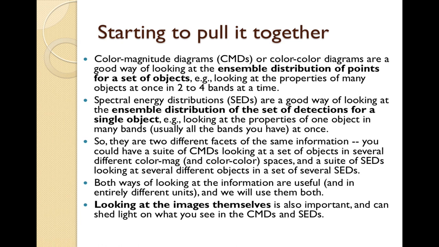You can have a suite of color magnitude diagrams looking at a whole bunch of objects in several different color spaces and color magnitude spaces. And you can have a large number of SEDs combining several different objects with all their wavelengths sorted properly. You need to use both ways of looking at the information. And at the end of the day, it's really hard to beat looking at the images themselves, because it can help you understand why points are where they are in the color magnitude diagrams and the spectral energy distributions.